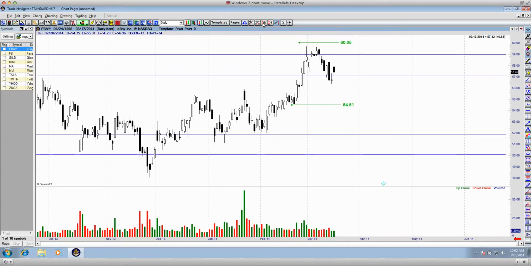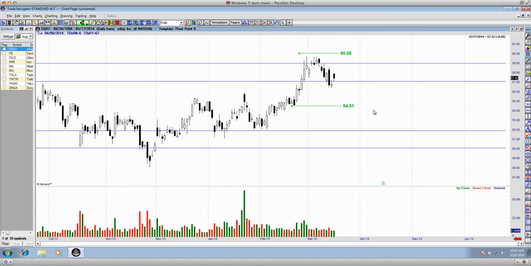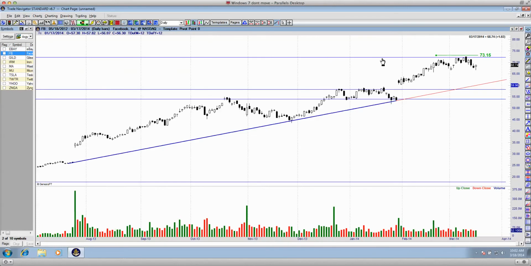So you can see we have this bracket trade, $60.05, and a 54.51 bearish entry if in fact we roll back down and trade into these lower support levels. So that's eBay in a nutshell.